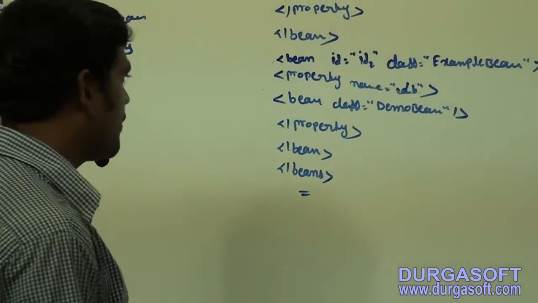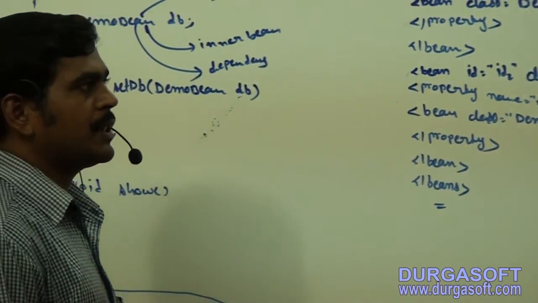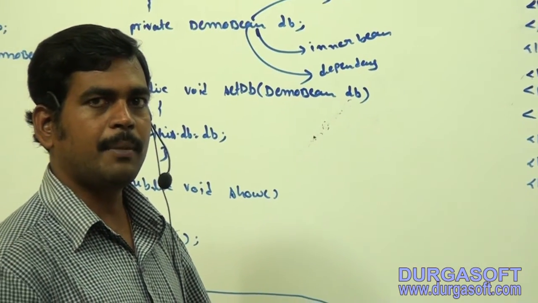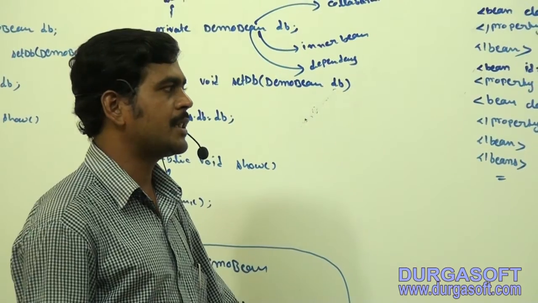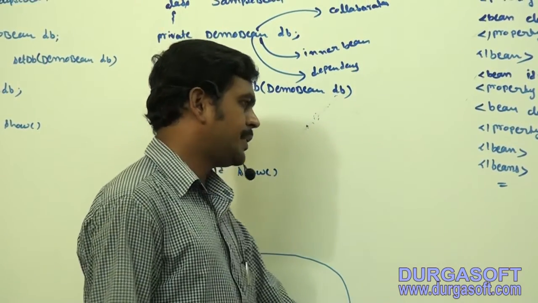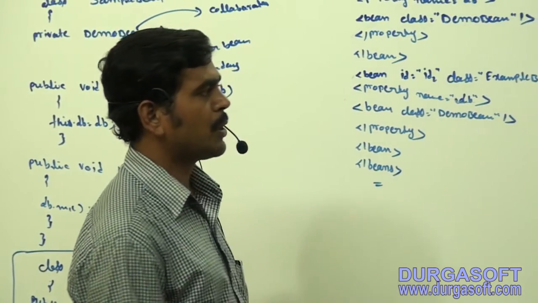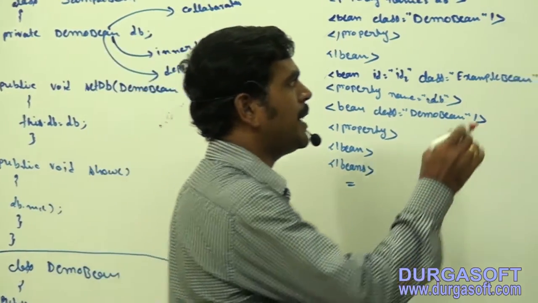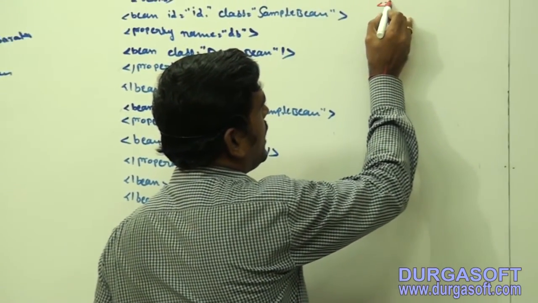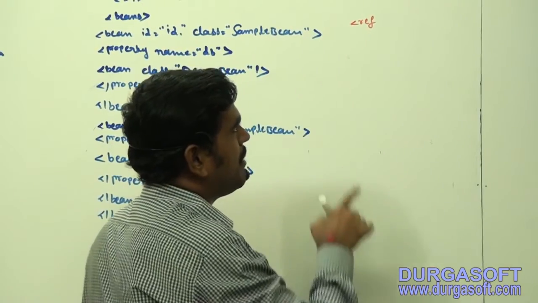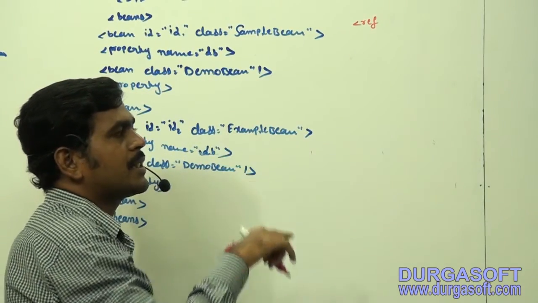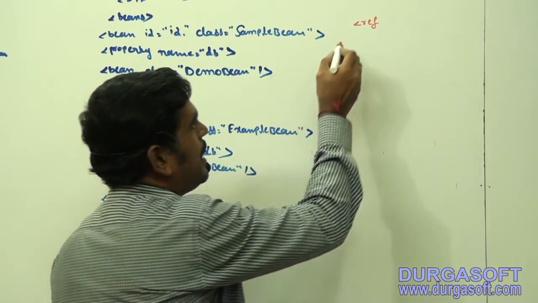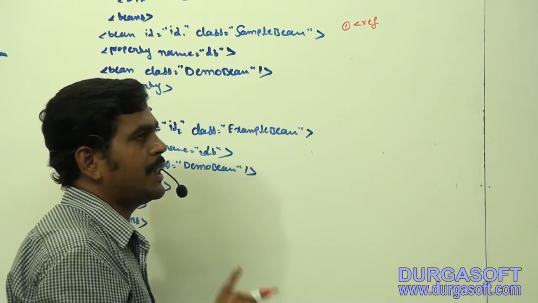In order to overcome these two problems, the Spring framework has given one XML tag, that is the ref XML tag. Using that ref XML tag, we can eliminate these two problems. Ref is an XML element. Sometimes we call it an XML element, sometimes an attribute also.